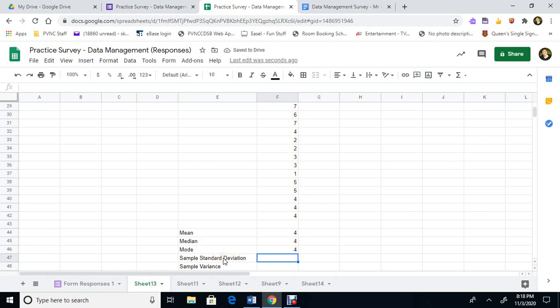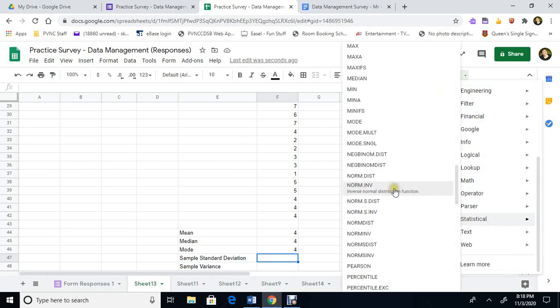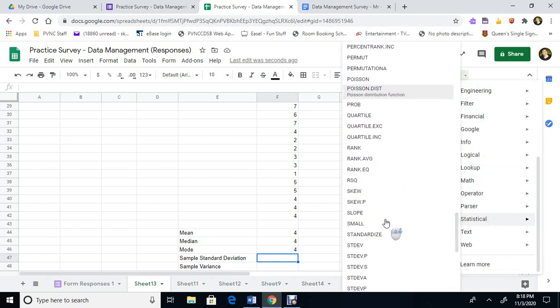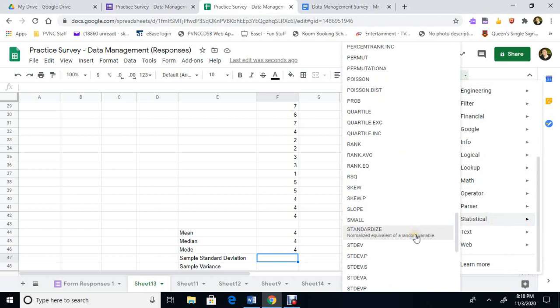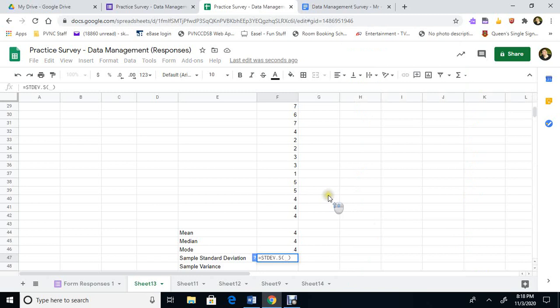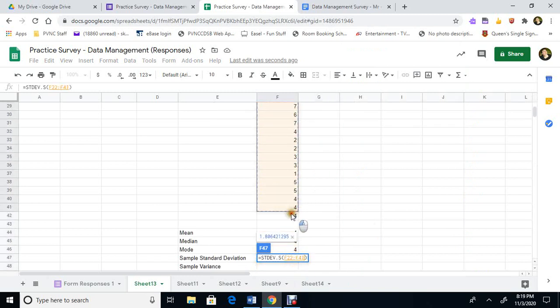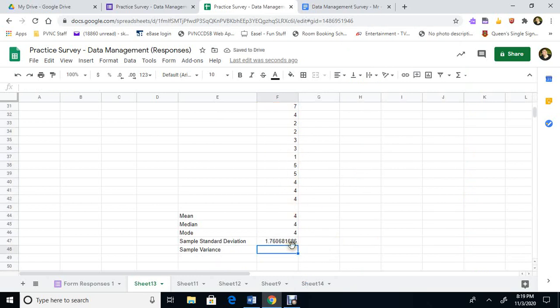Okay, the sample standard deviation. Again, we're going to go to this icon here, statistical, and S, P, Q, R, S, standard deviation. There are a couple here: standard deviation P, standard deviation S. I'm going to pick the one with the S because that's for a sample. Standard deviation S. I'm going to highlight all this up to the 4 there and hit enter. And it finds a standard deviation of 1.76.